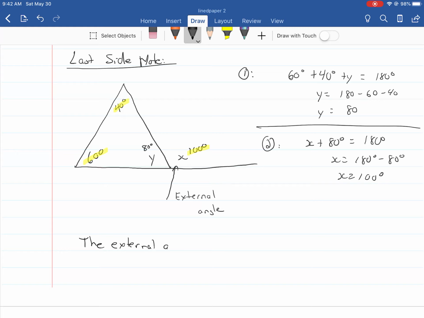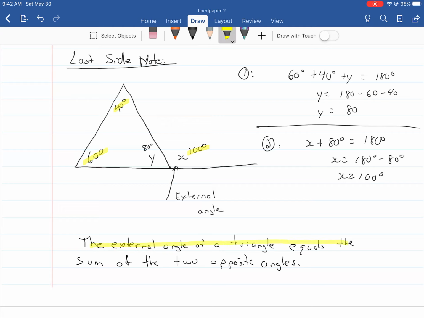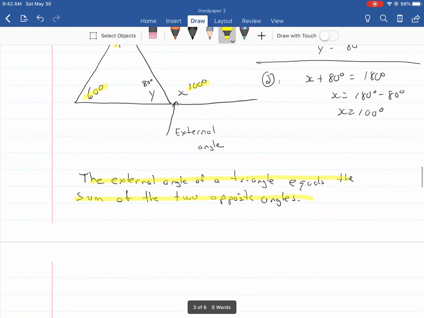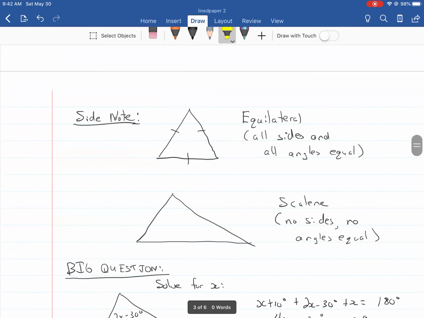The external angle equals the sum of the two, and I'm going to call them opposite angles because they're on the opposite side of the triangle to the triangle we're working with. So that's a property you can use sometimes. You don't have to, but it's kind of a handy little property about triangles for some questions, okay?